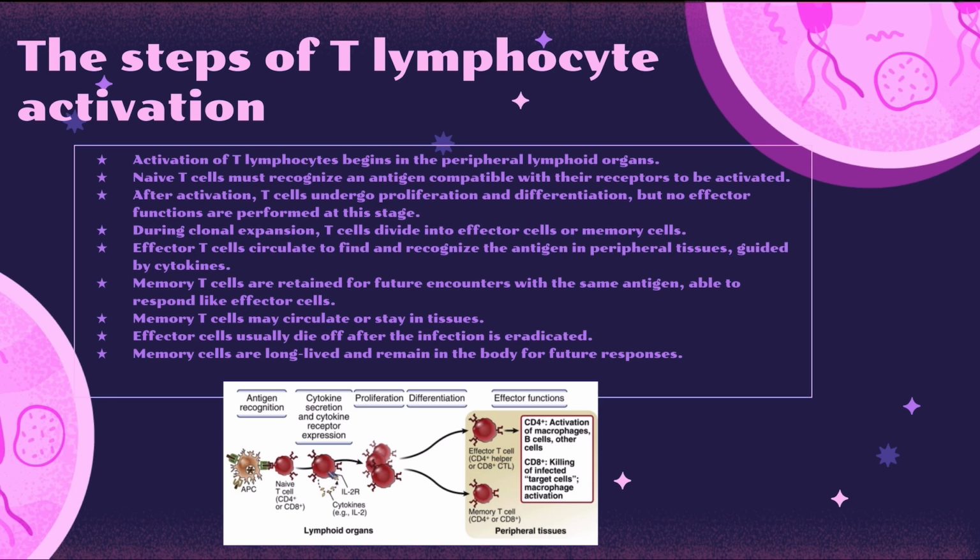As they go through clonal expansion, the T cells are able to divide into their role as either an effector or memory cell. Effector T cells go into circulation to find the antigen they were designed to recognize in peripheral tissues, usually guided by cytokines. Memory T cells are essentially saved in case they are exposed to the antigen again, in which case they recognize and respond to it the same way an effector cell would. They usually are also in circulation or stay in the tissues. Effector cells usually die off after the infection is eradicated, whereas memory cells are long-lived and remain.